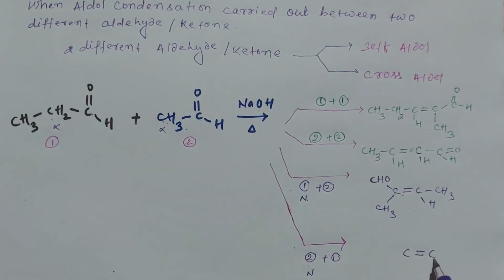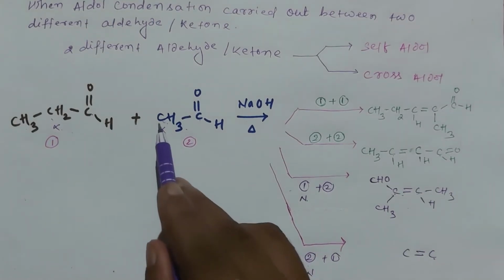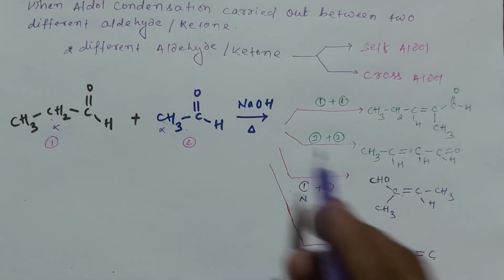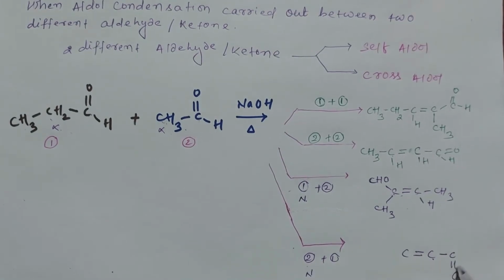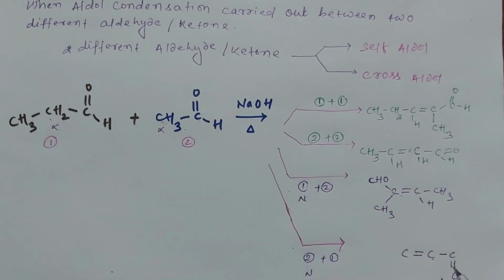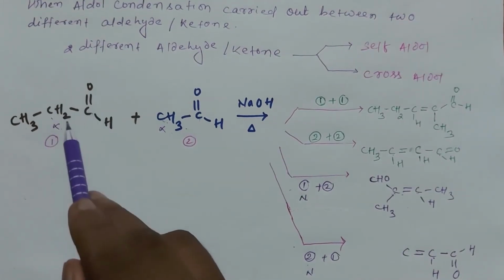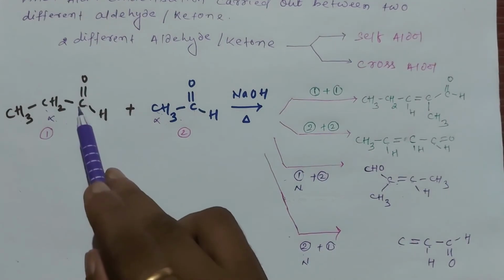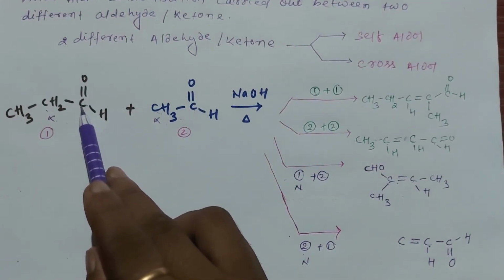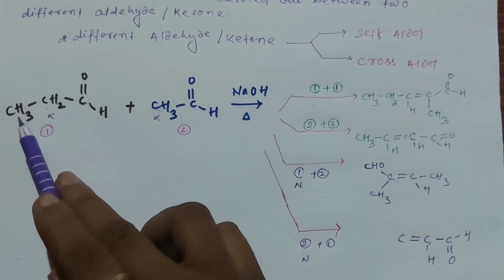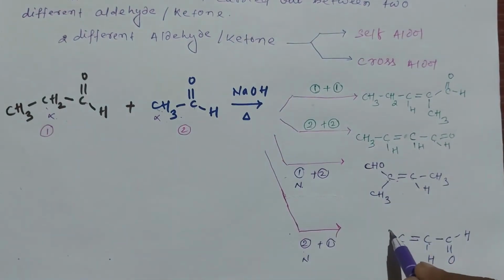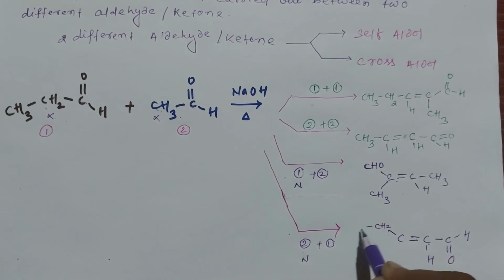This is the second molecule's carbon, so we will make it like this, and this carbon is attached to one aldehyde. So we will attach one aldehyde and one hydrogen here. This carbon belongs to this molecule. Here this carbon is the same as this carbon. This carbon is attached to CH2 CH3, that is an ethyl group, so I will attach this CH2 CH3 and one hydrogen here.